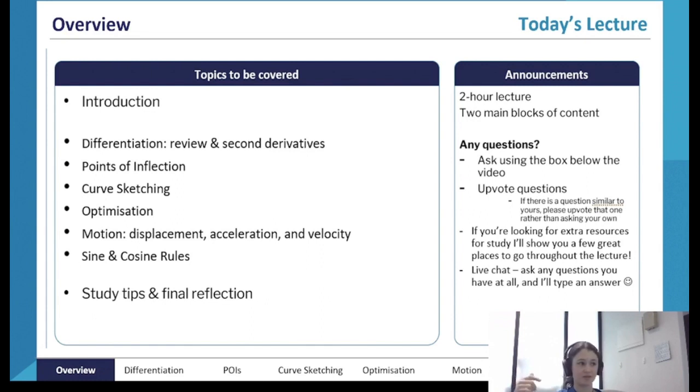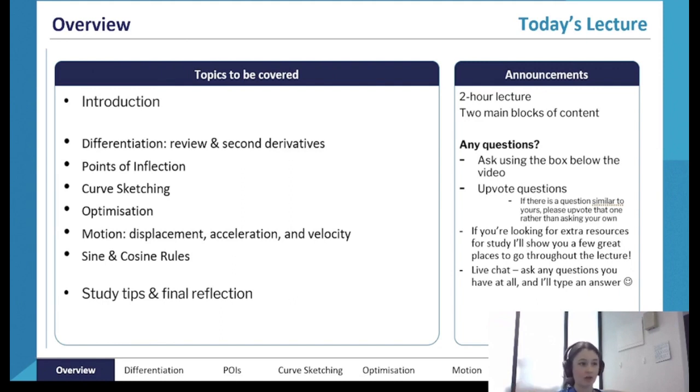especially because I know that this is a tricky topic for some people. It was a tricky topic for me, but as a result of that, it was one of the most fun ones. I'm going to be going over some of the tips that I have for optimization questions, just because I know that they do really get tricky. I had a big list of tips for optimization. Then after that, we're going to be going over motion with relation to differentiation. So how displacement, acceleration, and velocity all have a relationship with one another and how you can use differentiation to solve questions involving motion.